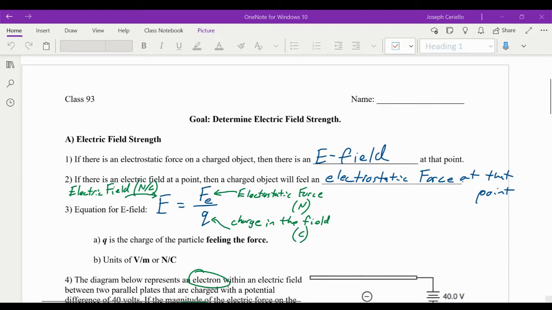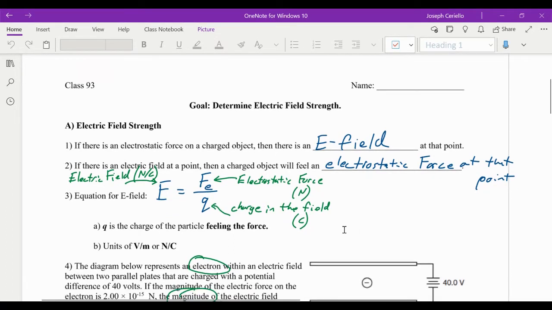Hey everyone, looking at class number 93, and today we're going to be looking at determining electric field strength. So we're going to do a little math here, make sure you have your calculator ready.